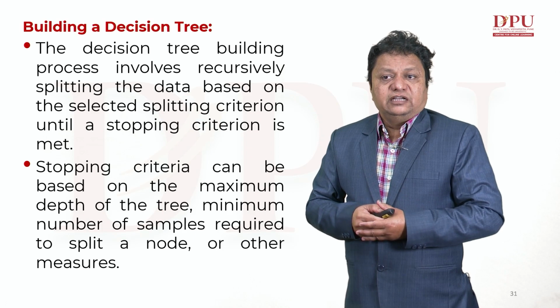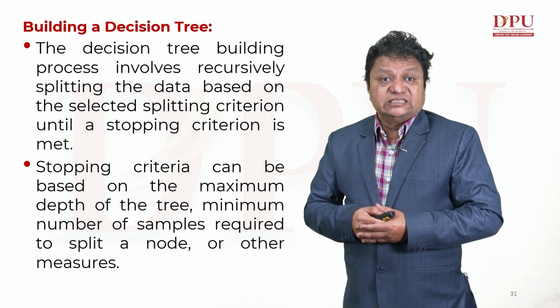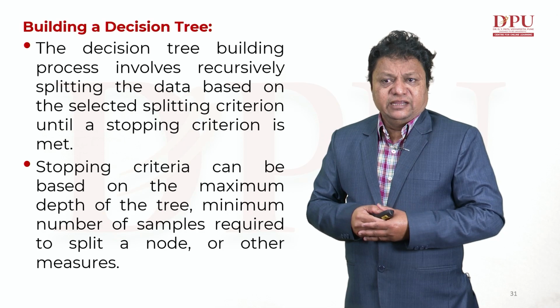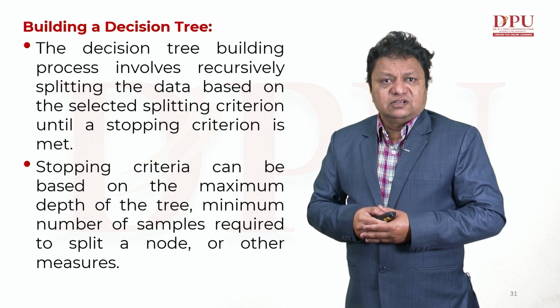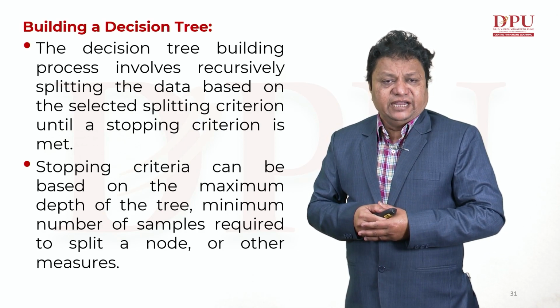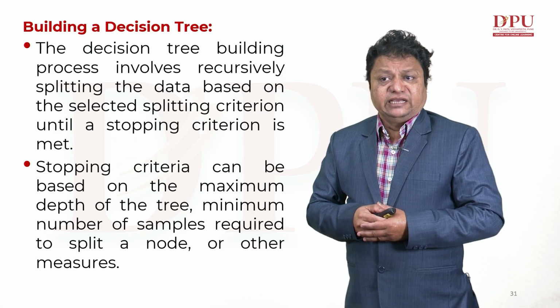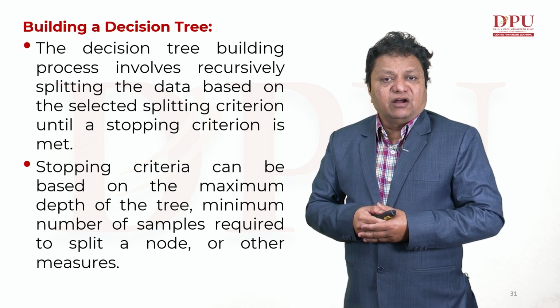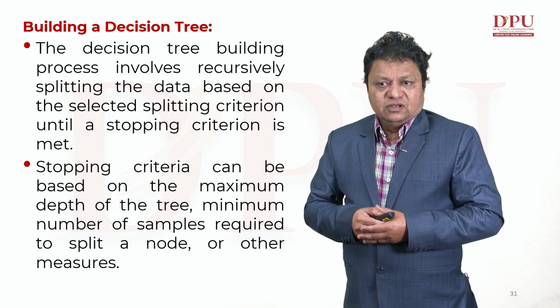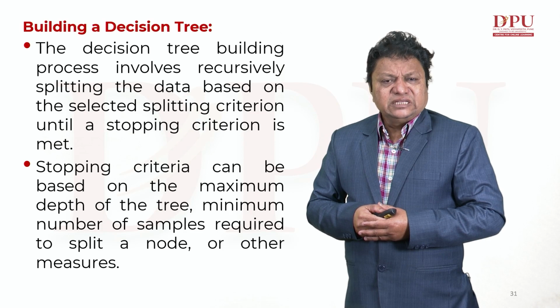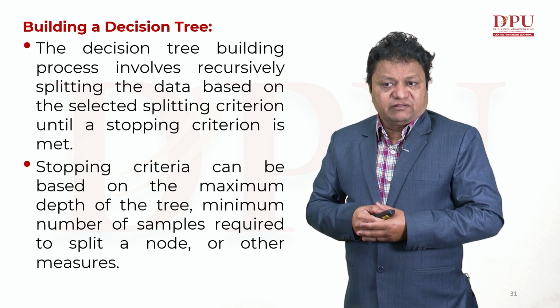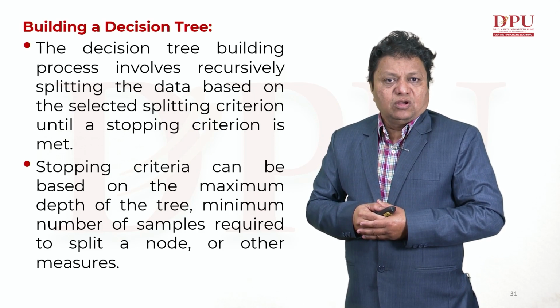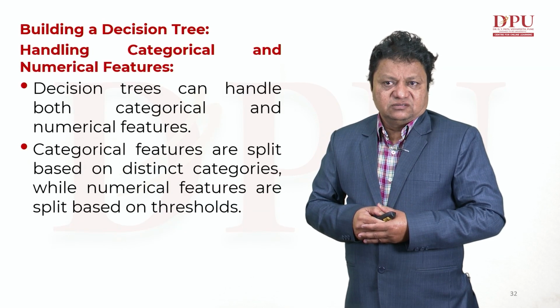Now, how is a decision tree built? The decision tree building process involves recursively splitting the data based on the selected splitting criteria until a stopping criterion is met. The stopping criterion can be based on the maximum depth of the tree or the minimum number of samples required to split a node, or other measures.